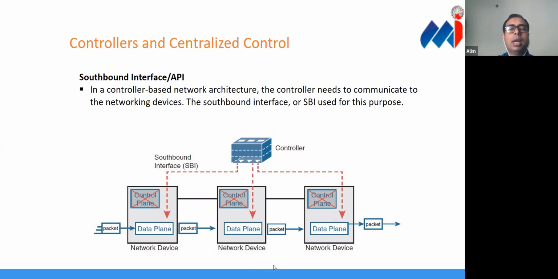So here also API is used for communication between controller and devices. Okay. So there are two types of API in case of SDN. Southbound API or interface, another is northbound. Okay. So two types of APIs are used. So what are the differences between them? So southbound API is used for communication between controller and device. Okay.